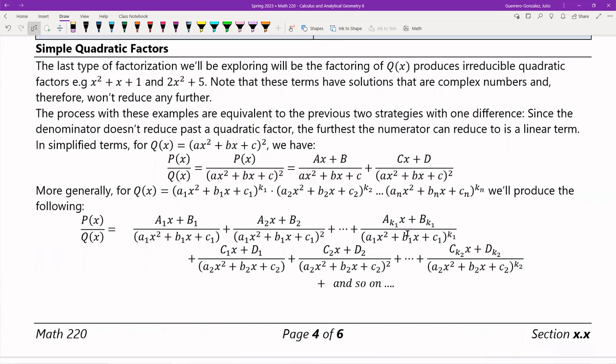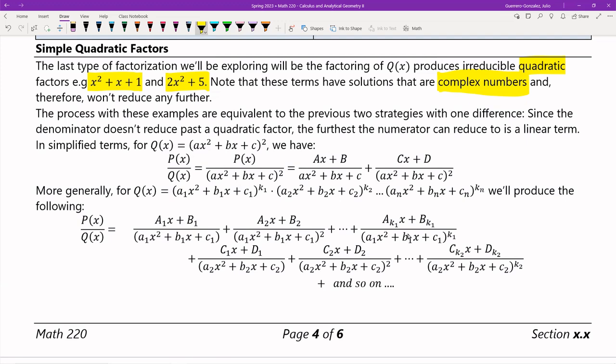There come times where your q of x, the bottom portion of your fraction, will produce terms that are irreducible. In particular, the one we're about to look at is the irreducible quadratic factor. So something like this or this. If you take a look at both of those, you can't factor them anymore. You can't get some x minus something times x plus something. Or the other way you can look at it is if you apply the quadratic formula to these two equations, they'll give you solutions, but the solutions are complex numbers. So that means you can't reduce them anymore. So what do we do with these?